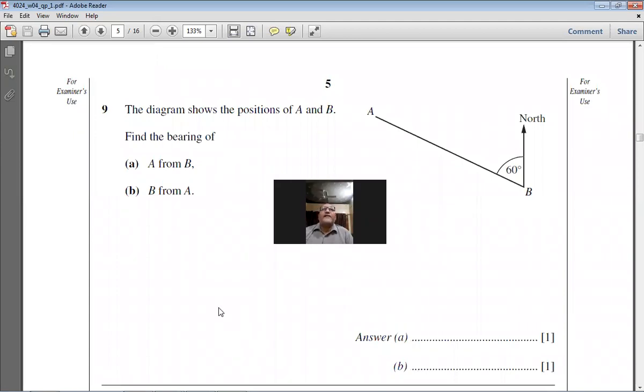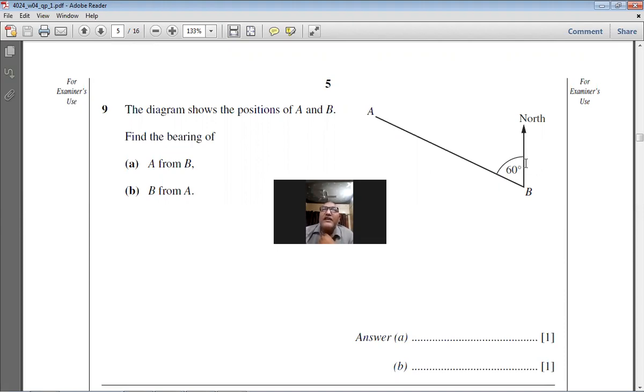Okay, now we have question number 9. It says the diagram shows the positions of A and B. Find the bearing of A from B. A from B is this angle.